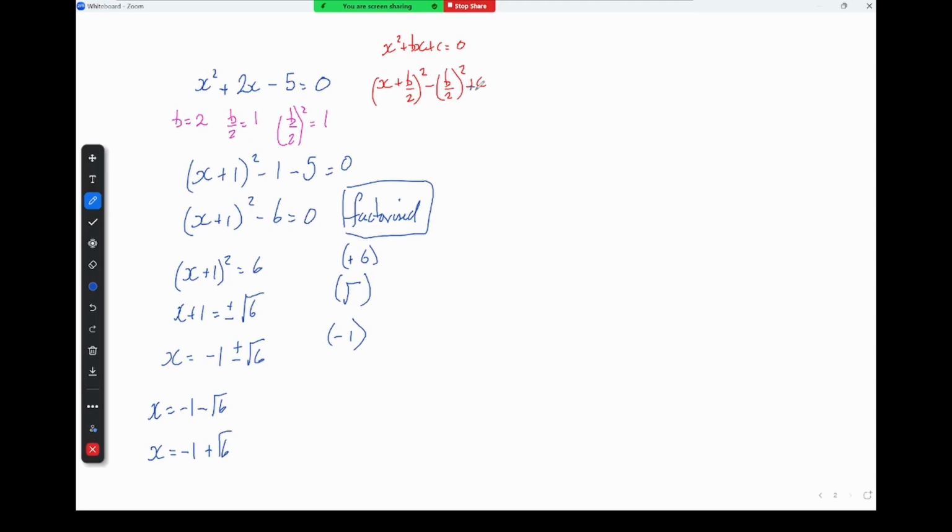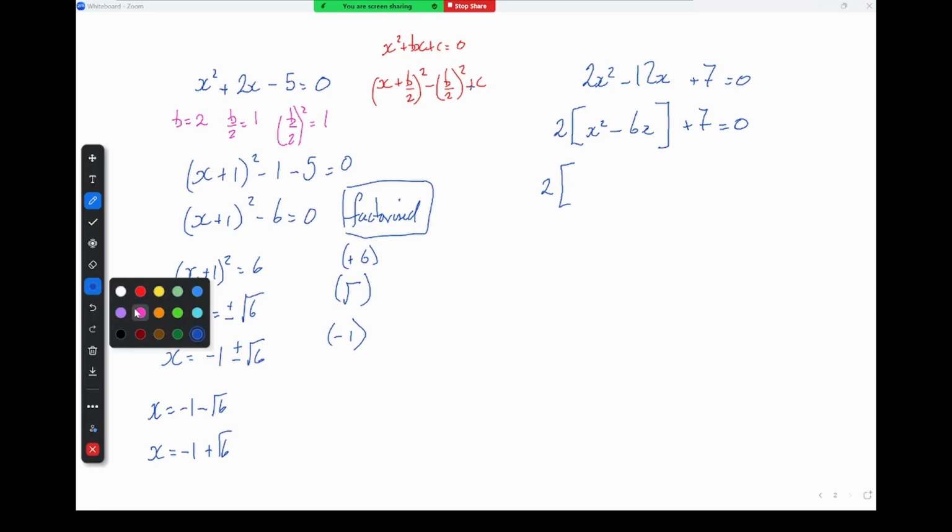Okay, what do I do now if I've got something that's not just x squared? Well, we'll have a go at 2x squared minus 12x plus 7 equals 0, and we're going to solve this. But remember, we've got to do that intermediate state. So the first thing I'm going to do is factorise this quadratic: 2 square brackets x squared minus 6x, close the bracket, plus 7 equals 0. Now the bit in the middle is in the format that it can be changed into completed square. I'll just colour code that.